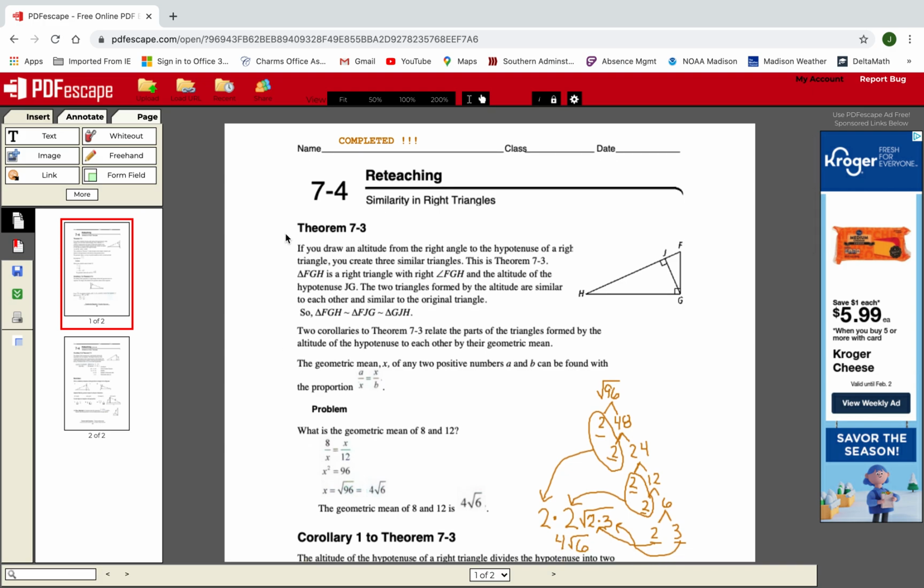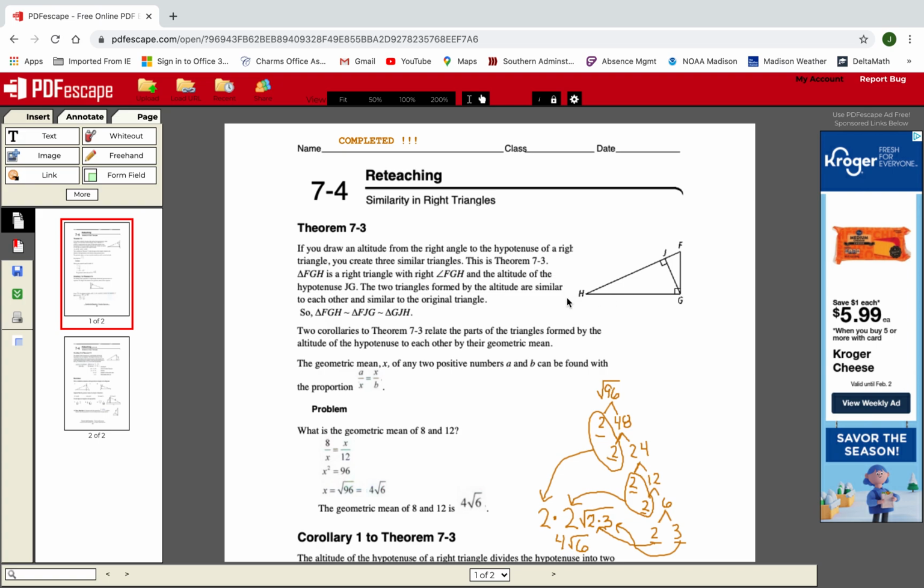So theorem 7.3 says if you draw an altitude from the right angle to the hypotenuse of a right triangle, you create three similar triangles. The first one being the original big triangle, and the other two being the two triangles that are created when you draw that altitude. So this is theorem 7.3.